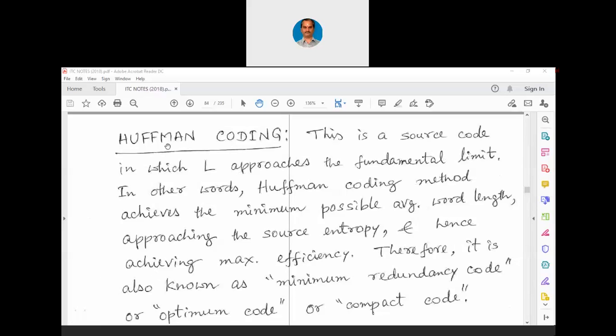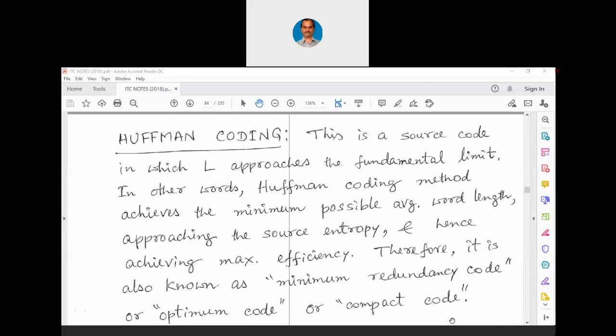This is a source code in which L approaches the fundamental limit. That is why I discussed Shannon's first theorem or source encoding theorem. And that theorem is utilized in the Huffman coding. In other words, the Huffman coding method achieves the minimum possible average word length approaching the source entropy and hence achieving maximum efficiency. Therefore, it is also known as minimum redundancy code or optimum code or compact code.